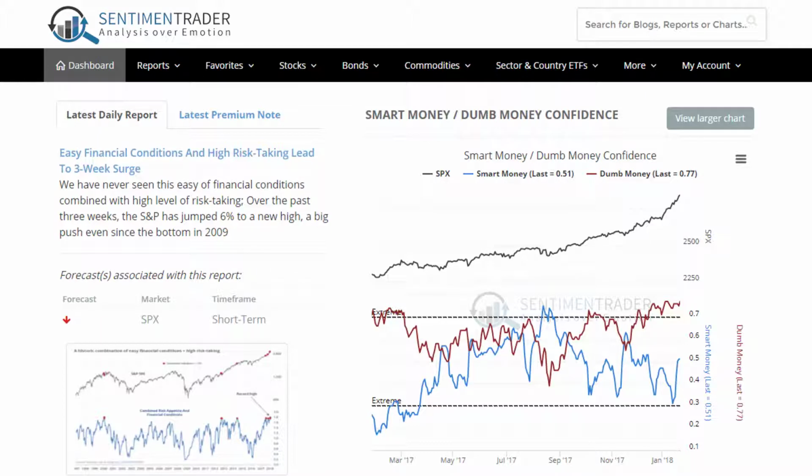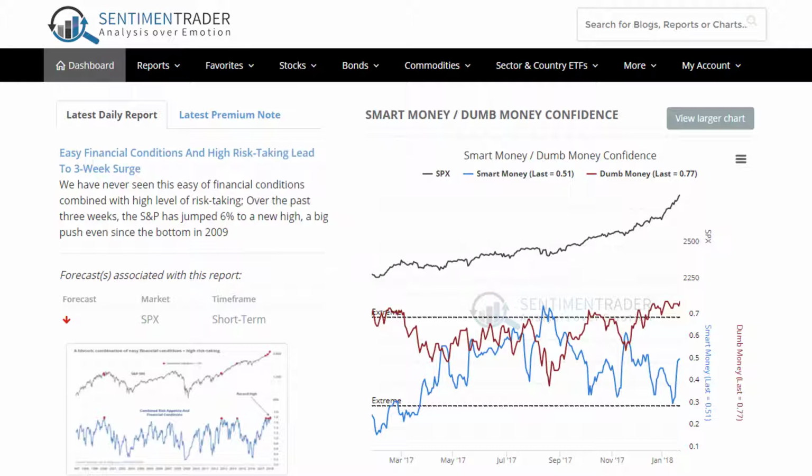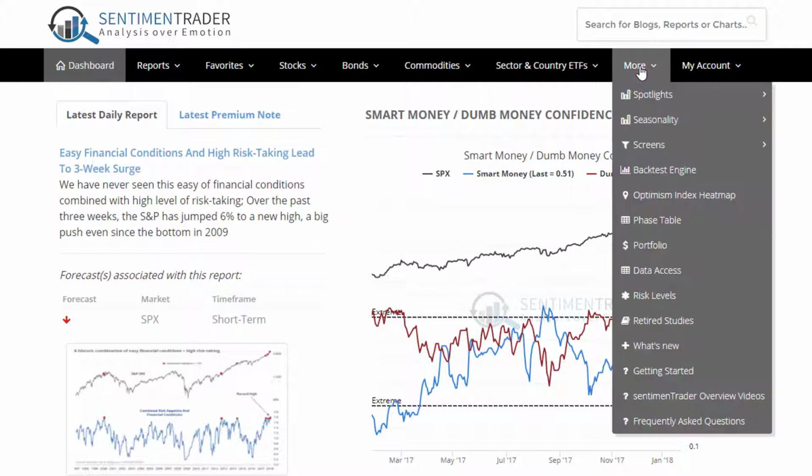I want to take a few minutes to go over some of the ways to generate trading or investment ideas via the screens that we offer on the site. The screens just slice and dice the data in different ways to come up with ideas for stocks, ETF sectors, commodities, etc. So if we go up to More and then go to Screens, we can start with just the first one, S&P 1500 Long Ideas.